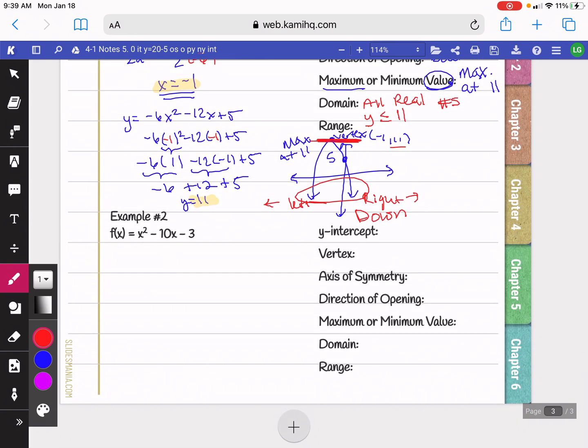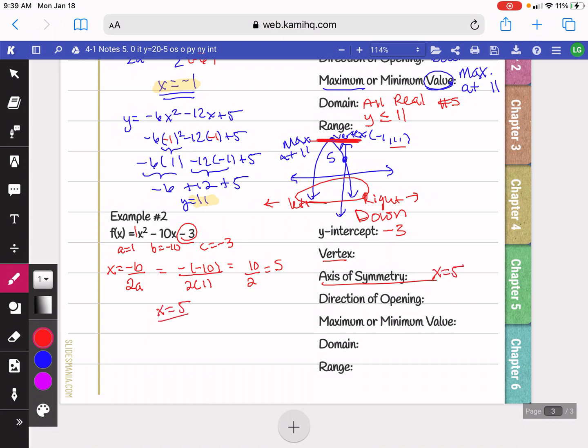The next problem, I'm going to go a little faster. So our y-intercept is c, that would be at -3. For vertex and axis of symmetry, we use our formula, x equals -b over 2a. Here my a is 1, my b is -10, my c is -3. So I'm going to go ahead and plug those into my formula. On the top, I get +10 over 2. So my x for my vertex is at 5. This is also my axis of symmetry. So axis of symmetry is x equals 5. My vertex begins with a 5.